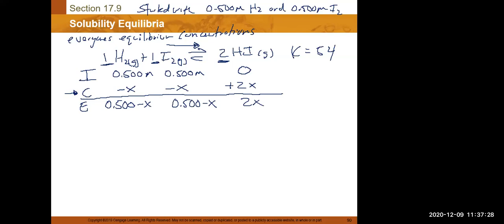Okay. What we would want to do now is write our equilibrium expression, which would be our products, HI, squared because of the coefficient, divided by our reactants, H2 and I2. And in this case, that does equal 54, which was given to us in the problem.